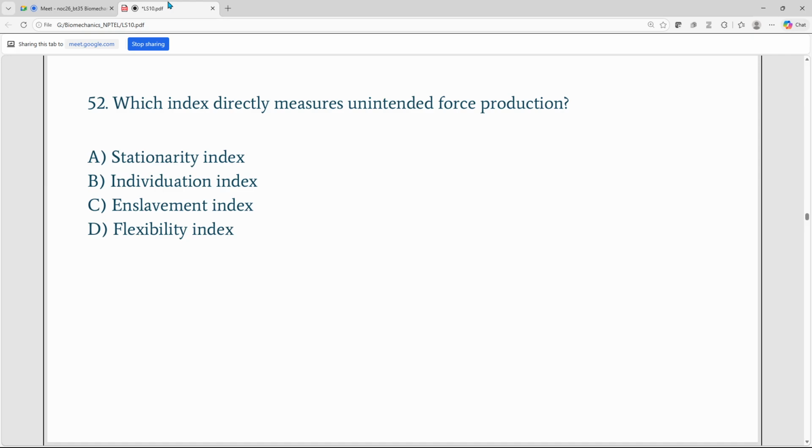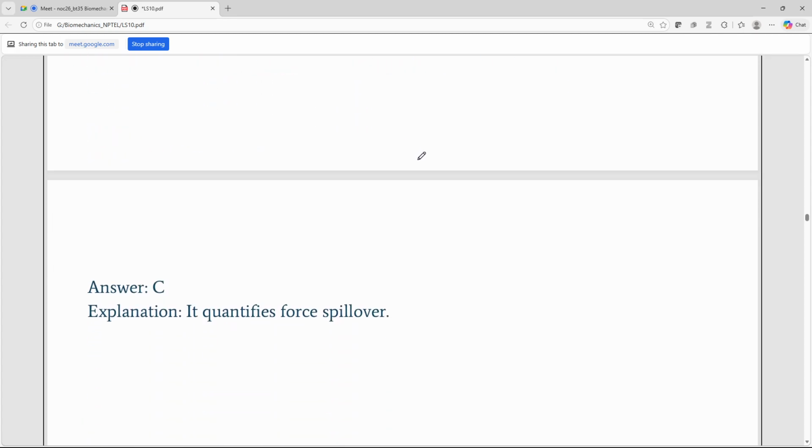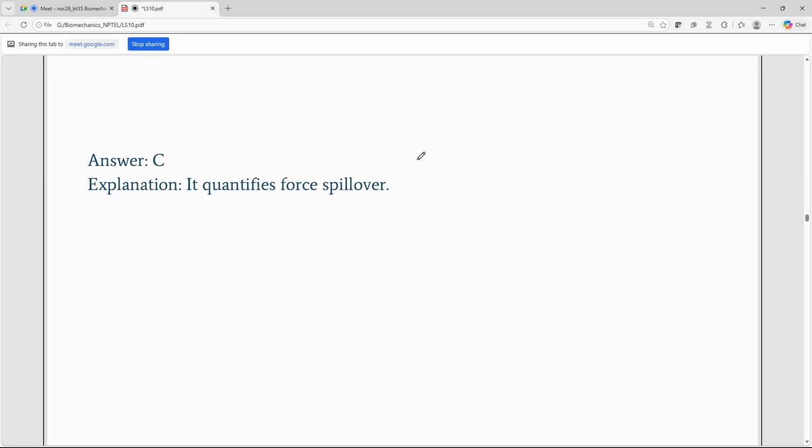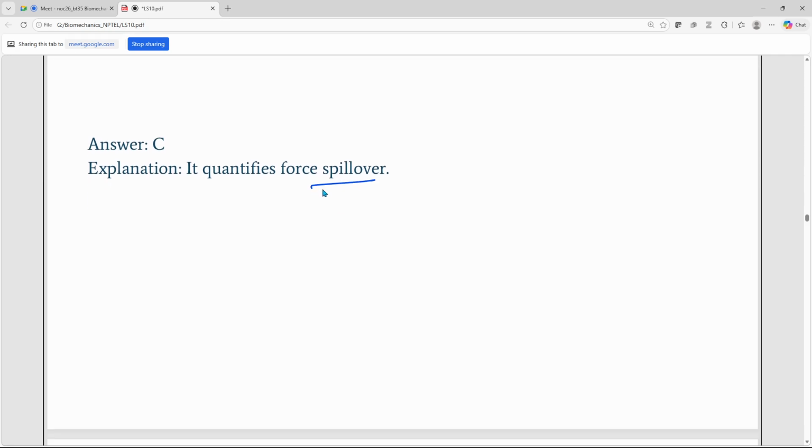Correct answer is option C, enslavement index. Enslavement index directly measures the unintended force production. It quantifies the force spillover. Next question.